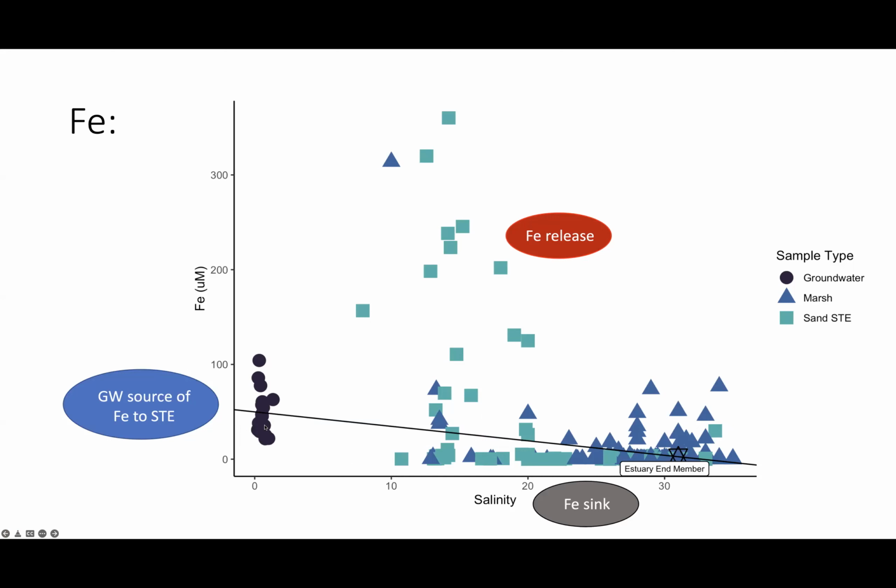You'll see here the iron is pretty high in our fresh groundwater. And then we have a region of the sandy subterranean estuary, at the oxidized edge of the peat, where there is quite a bit of iron release. And then we have this deep iron removal sink here, and that is associated with the portion of the subterranean estuary we believe is forming iron sulfur minerals, whether they're exactly pyrite or not, you'll see a little bit later in the talk, as well as some iron release actually going on in the marsh.